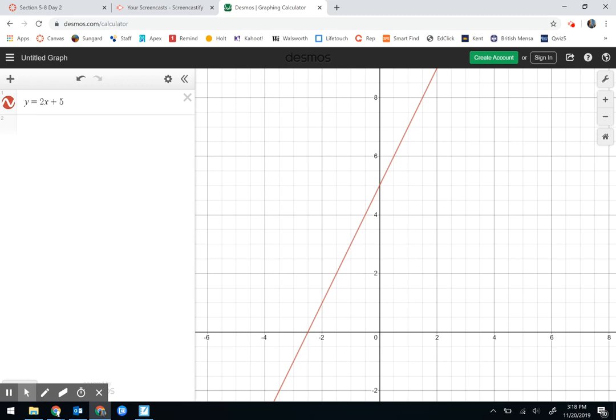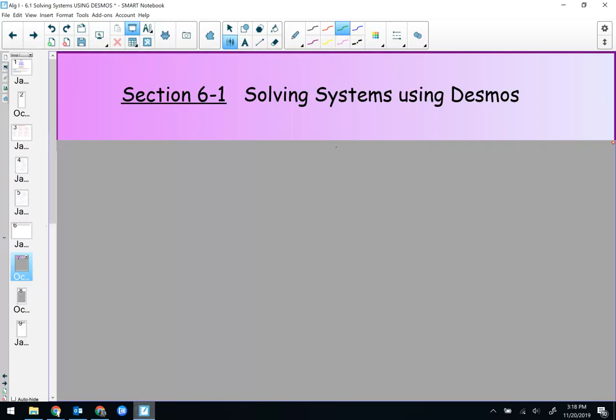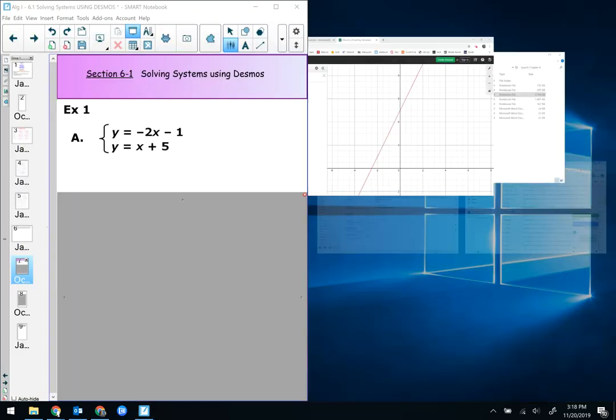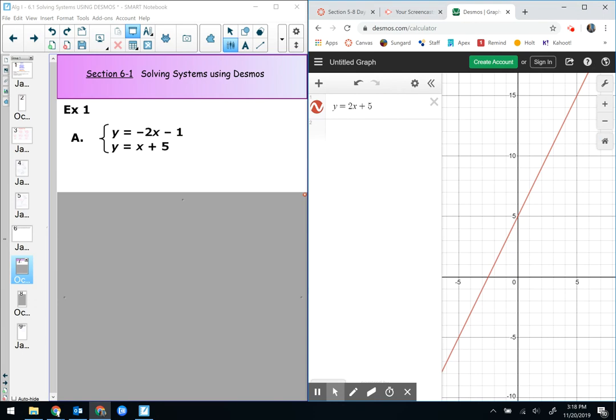But you want to see something even cooler? You want to see something crazy? Take a look at this. Let's plug in these two equations. I'm going to go side by side here. Take a look at these two equations. Watch what I can do. Let's type in the first one: y equals negative 2x minus 1. And if I enter down, I can create another equation: y equals x plus 5.